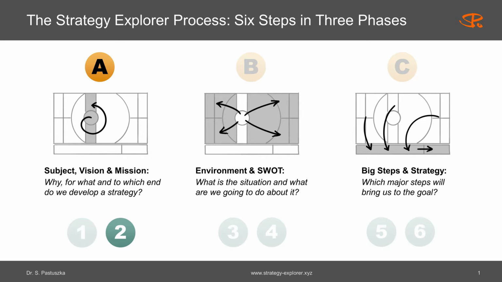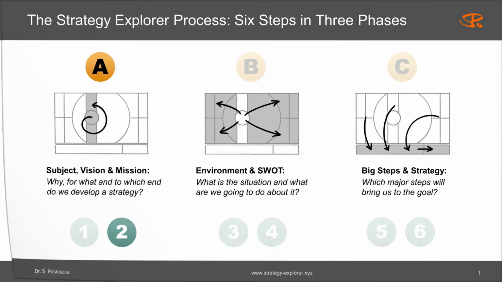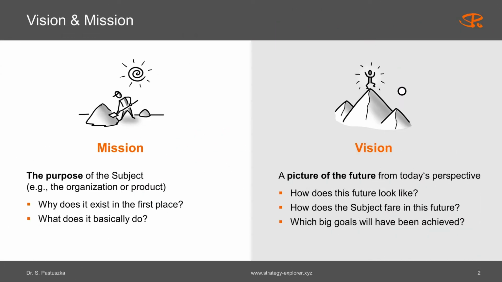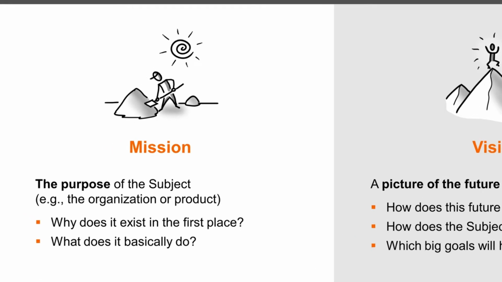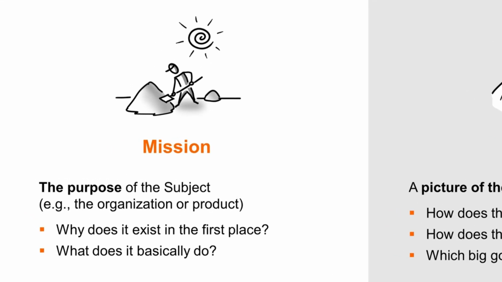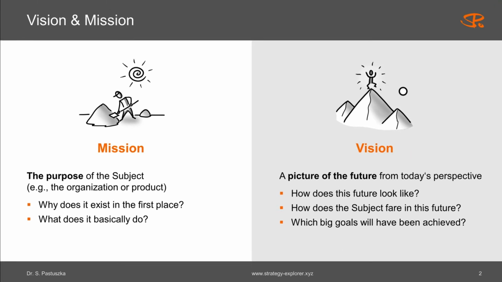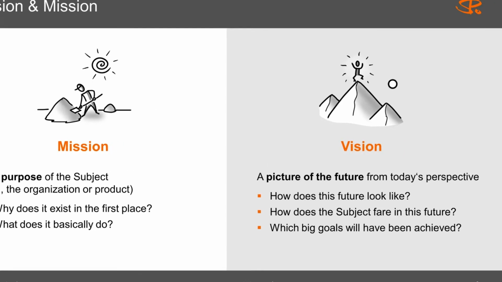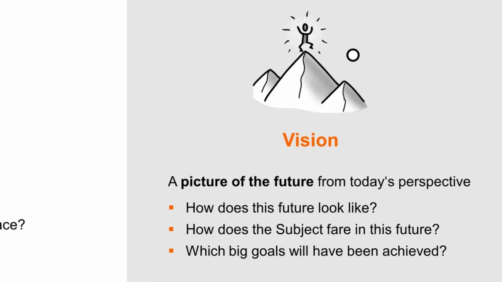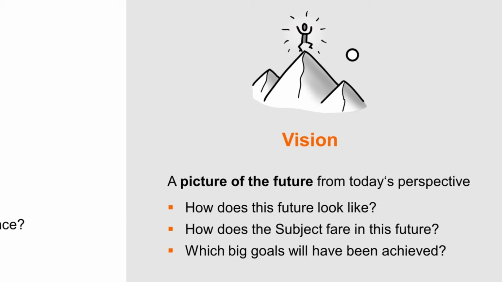This is step 2 of the Strategy Explorer process, which concentrates on the formulation of the vision and mission for the subject. The mission describes the purpose of the subject. That means why it exists in the first place and what it basically does. In strategy development, the mission provides the general direction in which to move, like a North Star that points the way. In contrast, the vision is a picture of the future from today's perspective, at a concrete point in time.